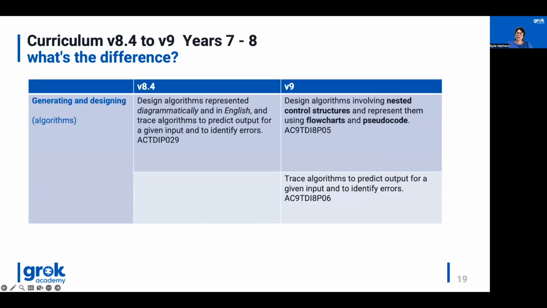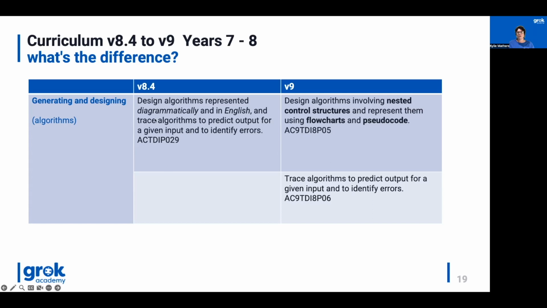So in generating and designing under digital technologies for year 7 and 8, version 8.4, we call this algorithms. You can see here that it was a fairly complex statement in 8.4. In version 9, they've made sure that any compound description has been split up to enhance clarity. By splitting up the long sentence, it helps us understand a little clearer about what we need to get done. More explicit, some of the differences between algorithms is specifying the how.